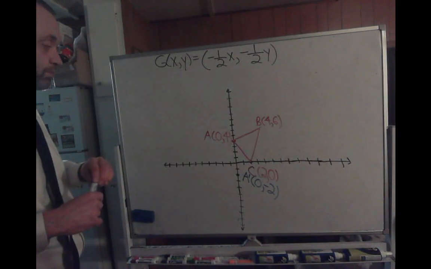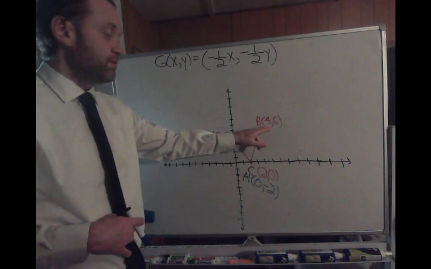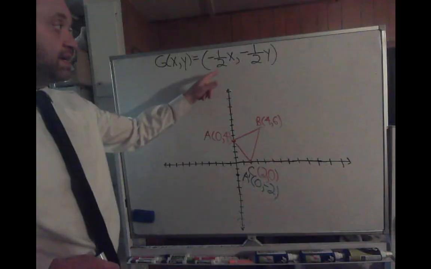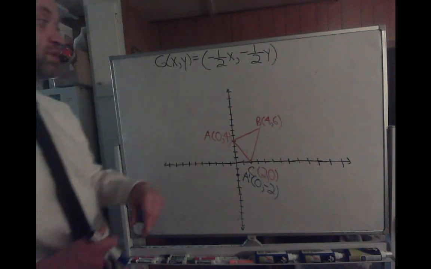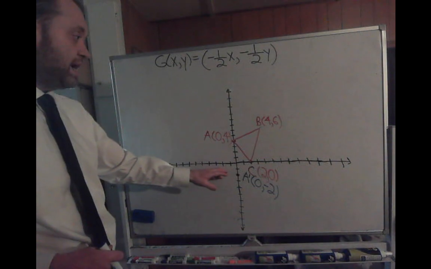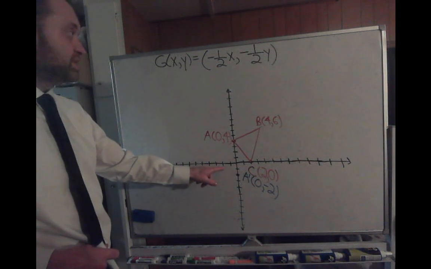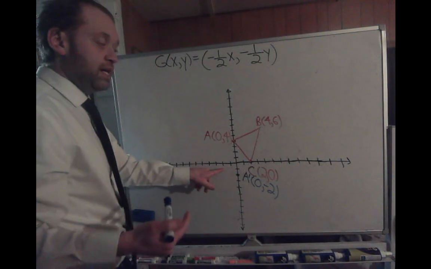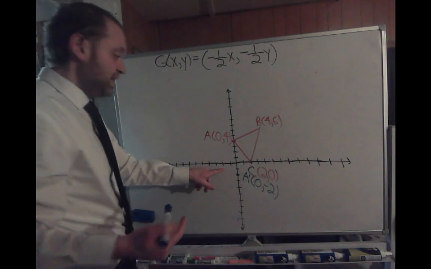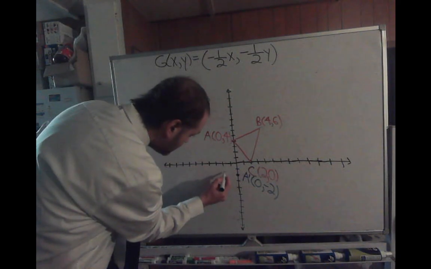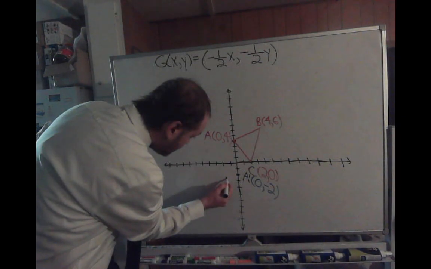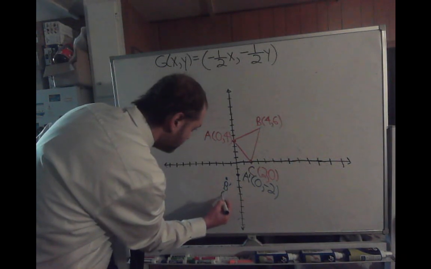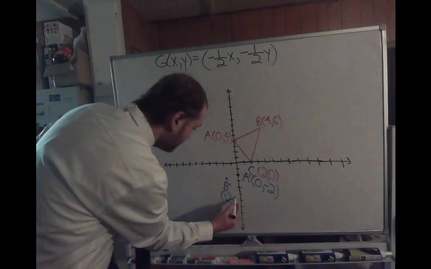Now, what about B prime? So put in your 4 for your x value in the -1/2 x. -1/2 times 4 is also -2, so that'll put you at x equals -2. Then put in 6 for your -1/2 times y. -1/2 of 6 is -3, so B prime is at the point (-2, -3).